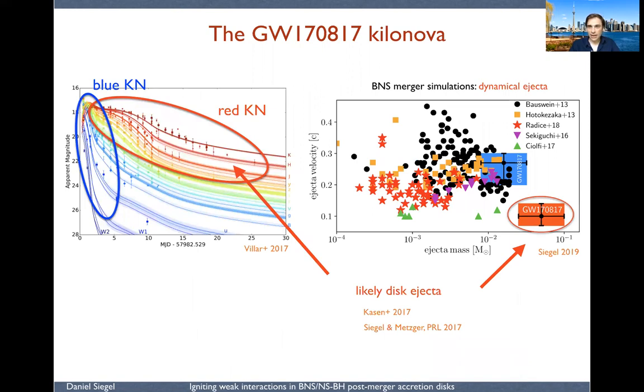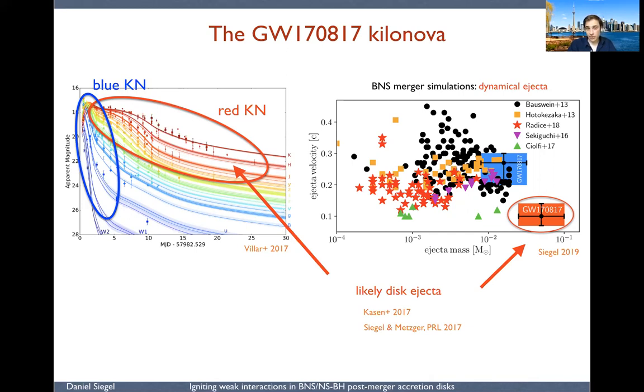Just to illustrate the relevance of these post-merger accretion disk outflows, we all know this beautiful first multi-messenger event with LIGO and its electromagnetic partner facilities, GW170817, the kilonova, specifically the two outflows from such an accretion disk. The combination of a very heavy ejecta mass, the composition, so fairly low Ye, and the ejecta velocity points in this direction.